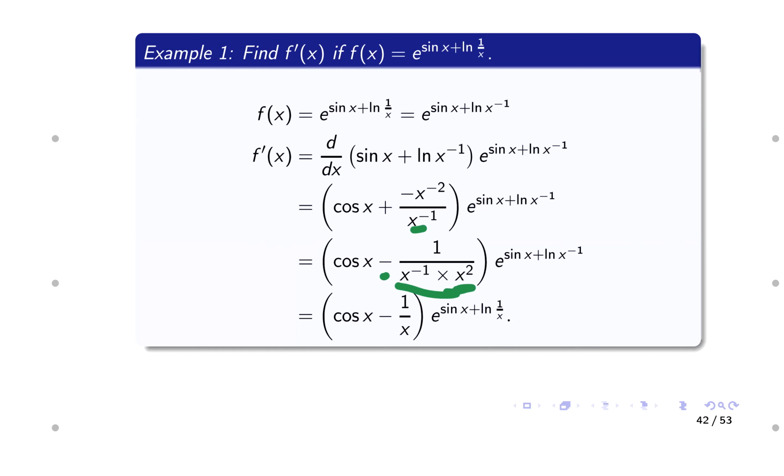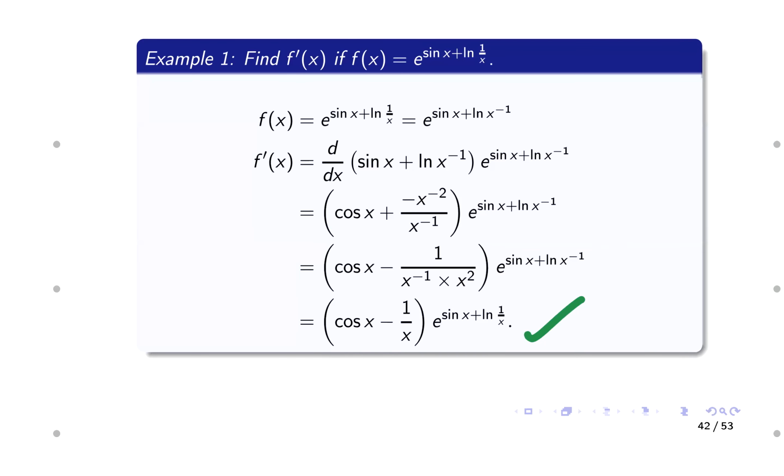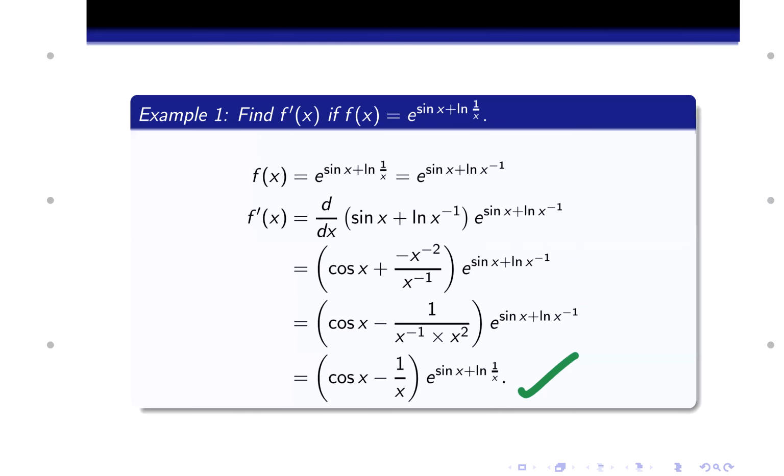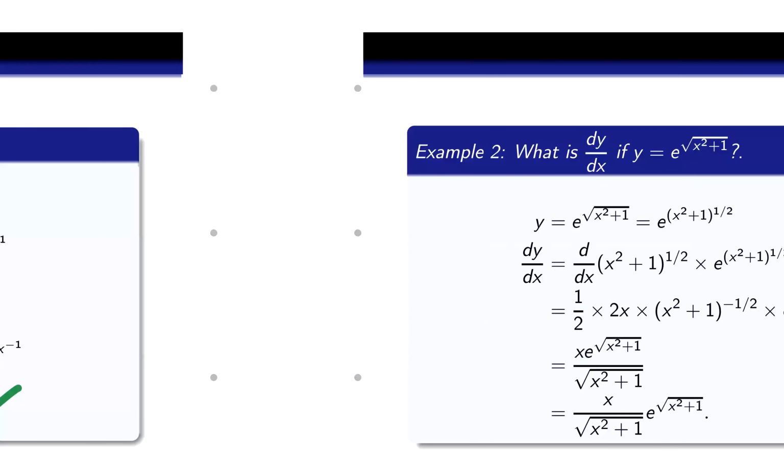So lastly, you have cos x minus 1 over x, times e raised to power sine x plus ln x raised to power minus 1, which is still ln 1 over x. And that's how that goes. It's a bit tricky, but you just have to pay attention to the fine details right there. Okay. So we take another example, still under exponential functions.